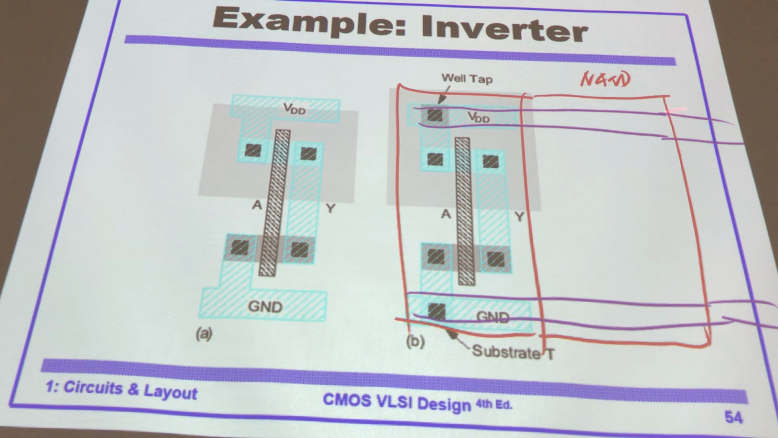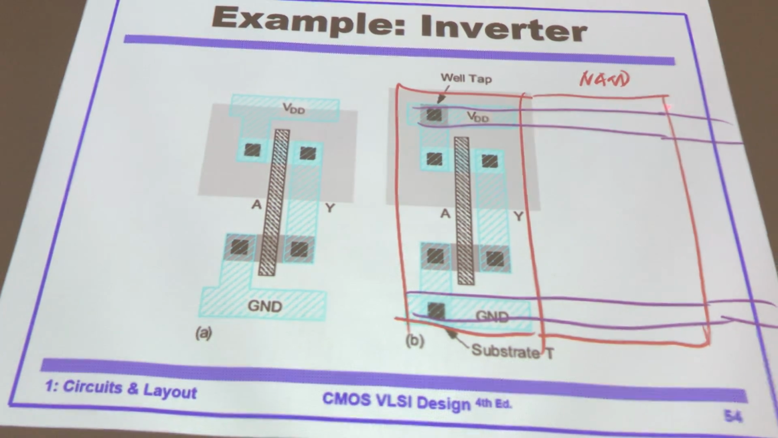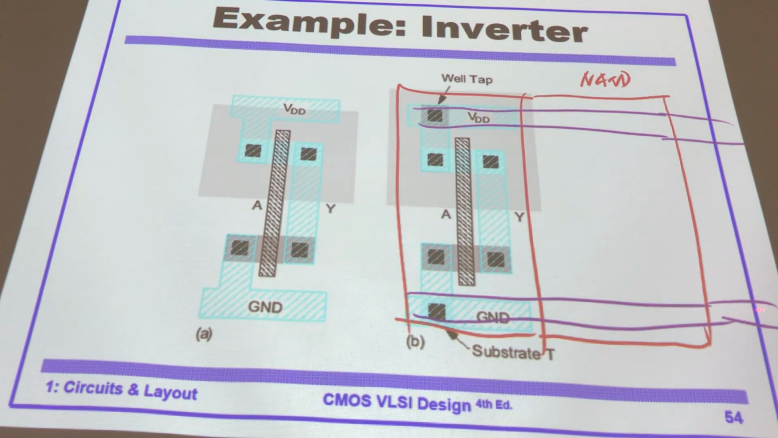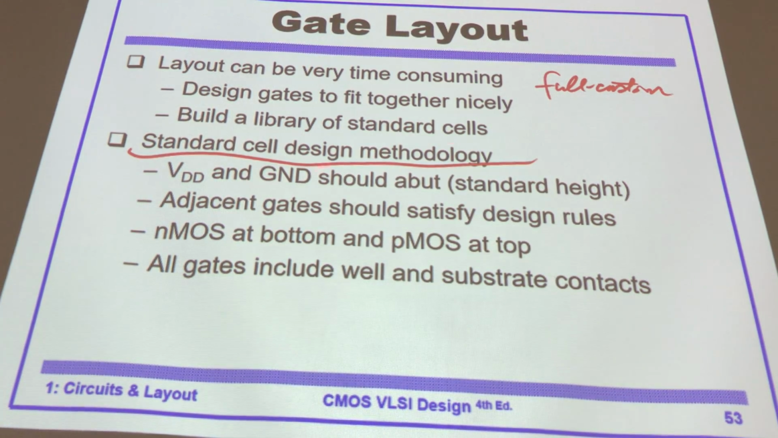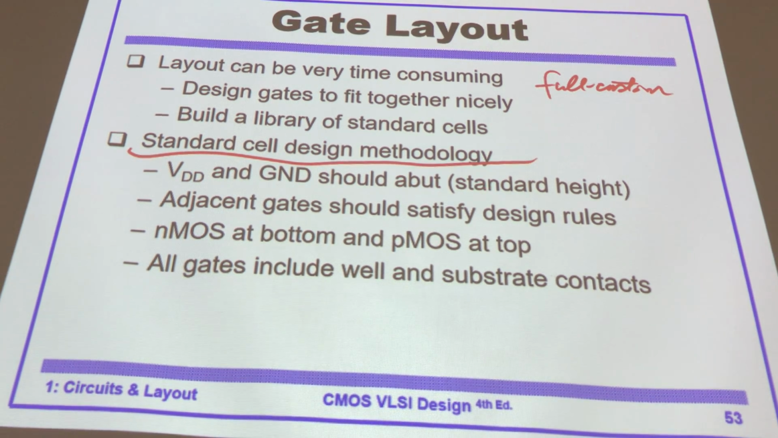We want to abut, we want to concatenate the power rail, okay, like this. So different cells have the same height, typically in the library. The VDD and ground should abut. Okay? Adjacent gate should satisfy design rule.